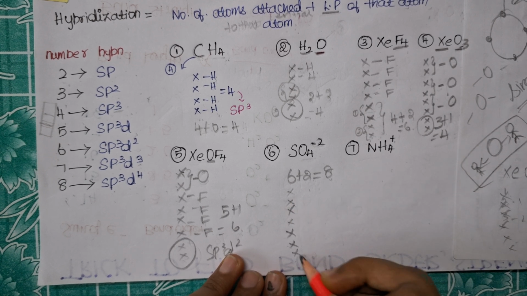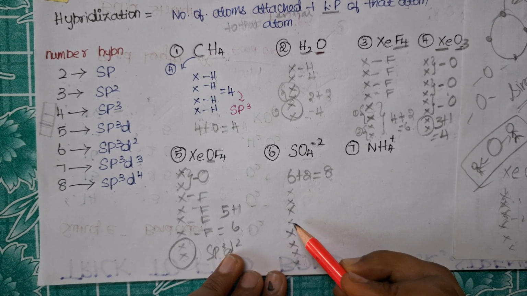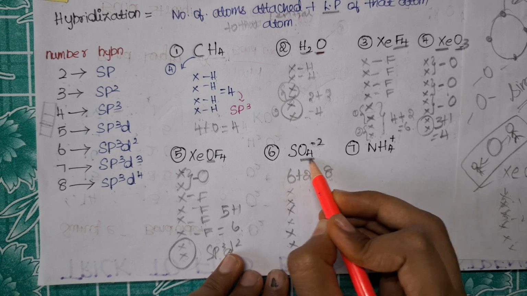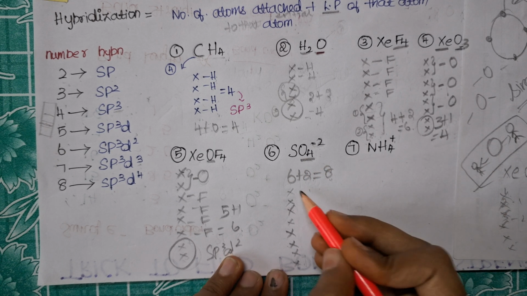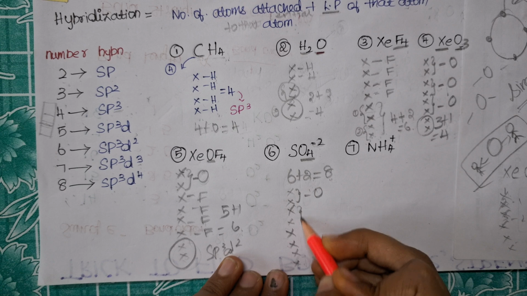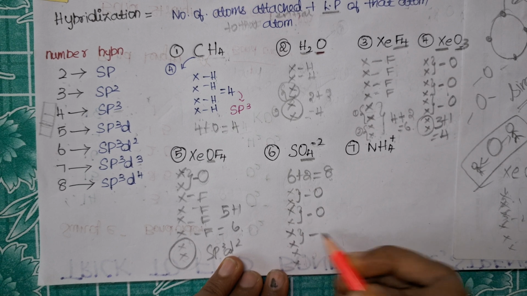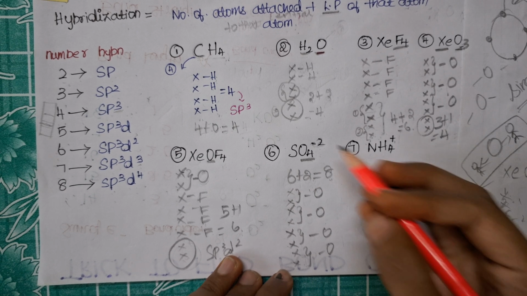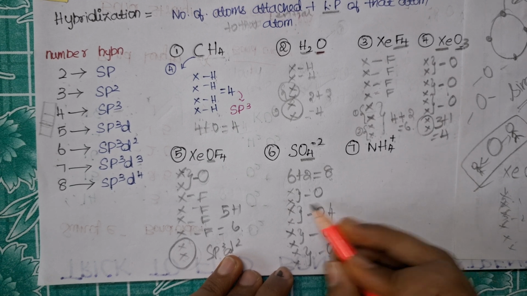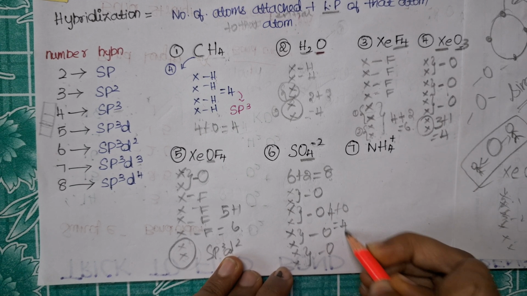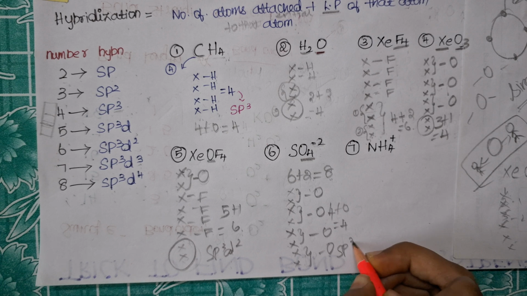1, 2, 3, 4, 5, 6, 7, 8. O4 is there, no? So, each will take 2, sorry. This 2 is 1 O, this 2 is 1 O. So what is the formula? Number of atoms attached 4. Lone pair 0, which is equal to 4. So this is for your sp3.